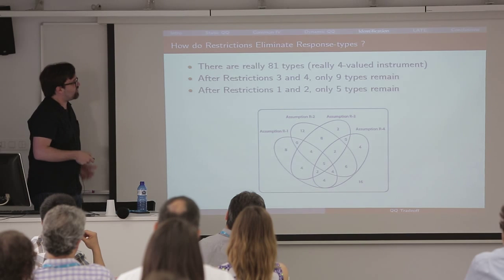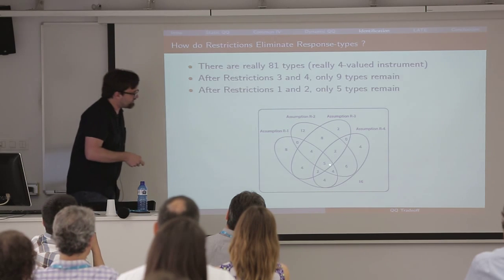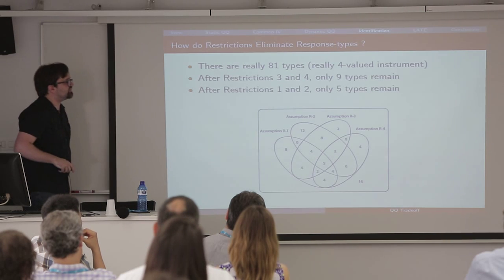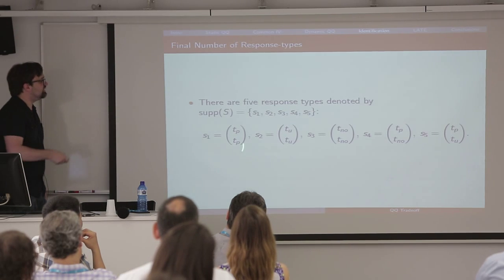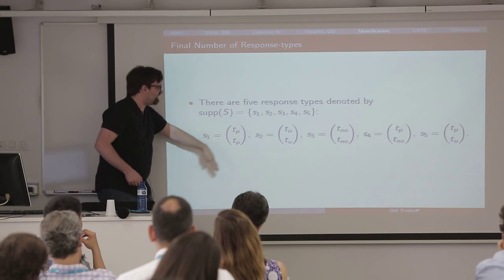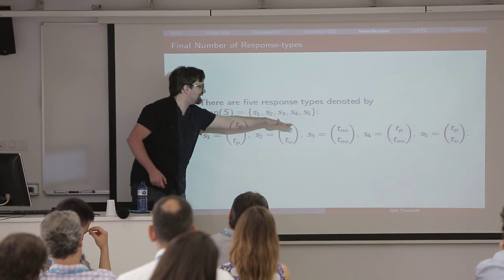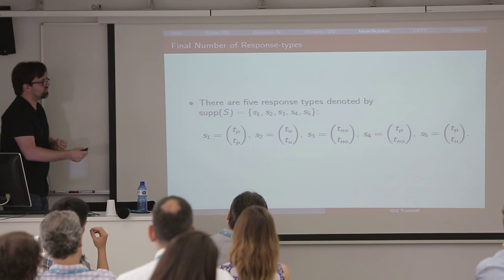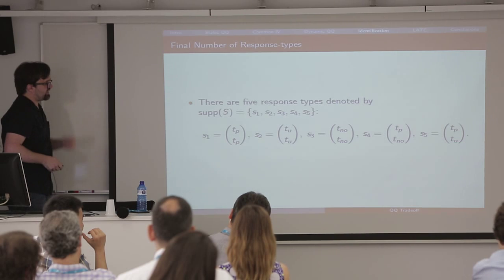But then we need to reduce more. So we impose 1 and 2. And if we impose 1 and 2, we end up with these little 5 types there. Okay, so these are the 5 types. Have a planned kid no matter what. Have an unplanned kid no matter what. Have no kid no matter what. And 2 types that respond to the instrument. Okay, type 4 and type 5.